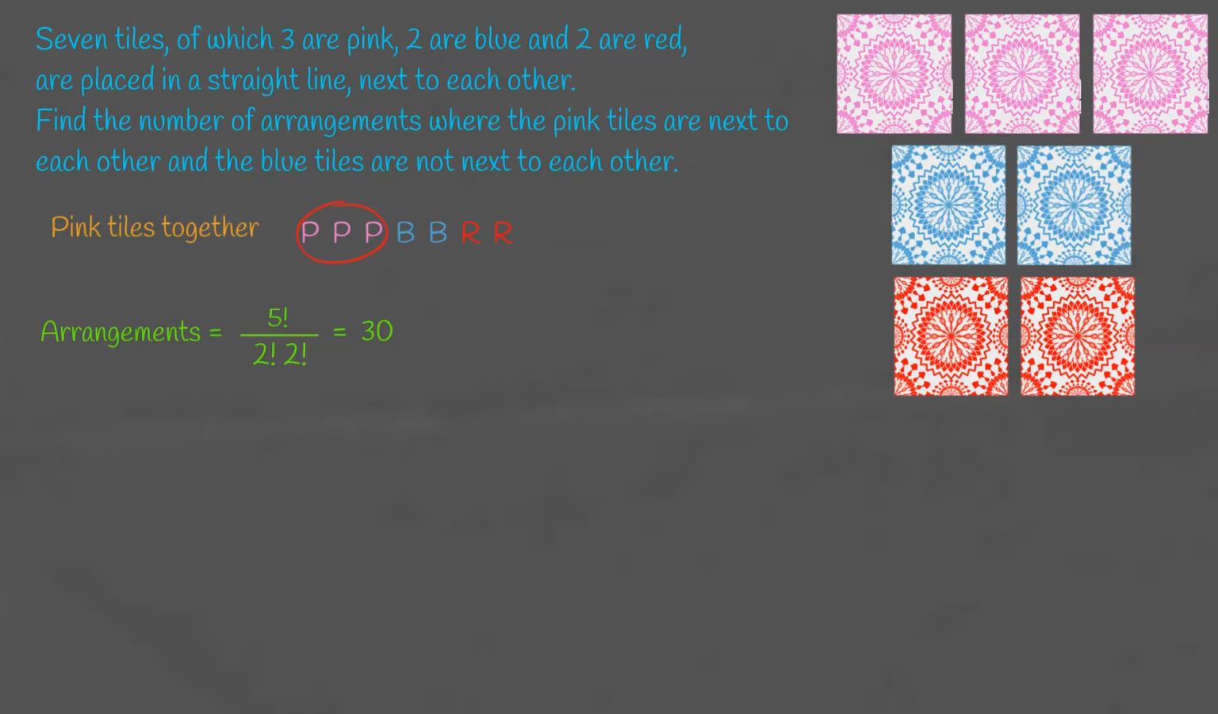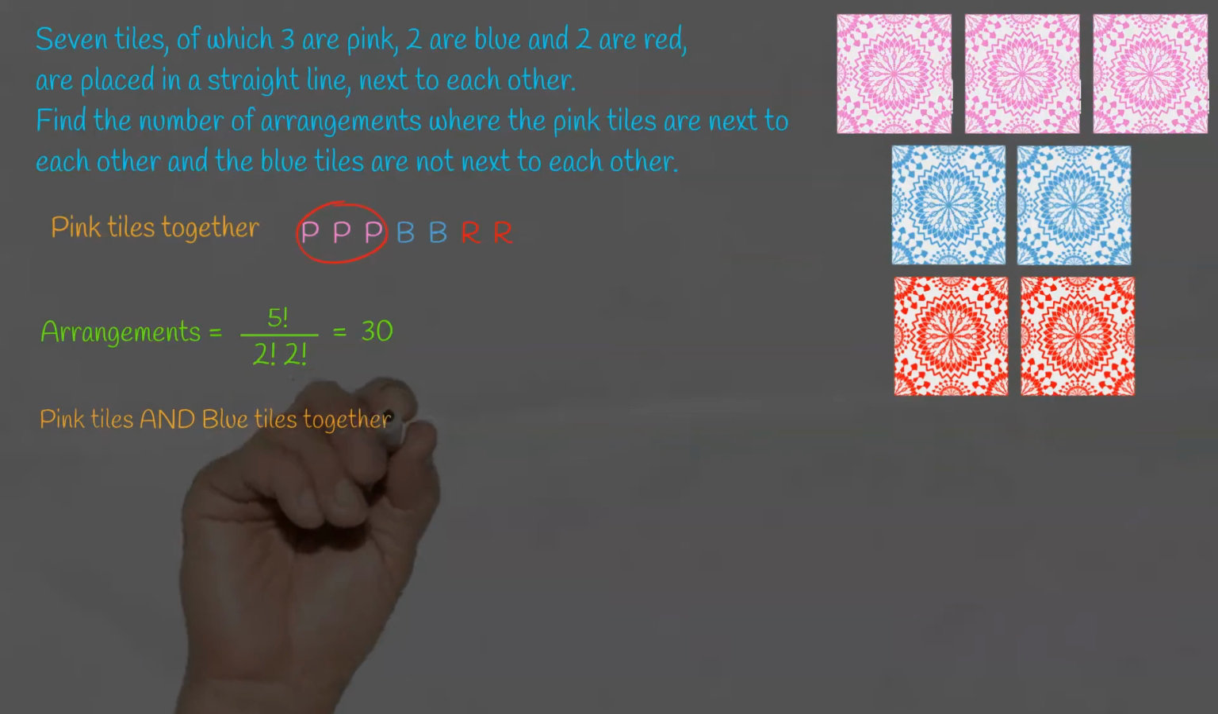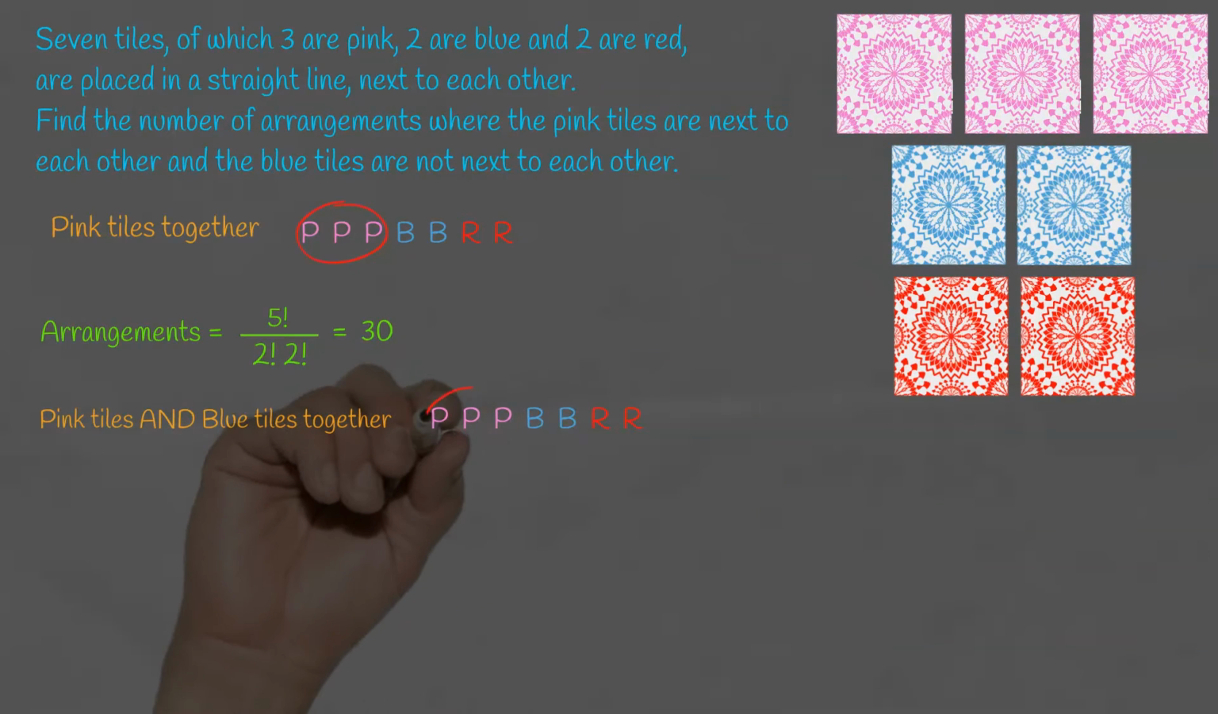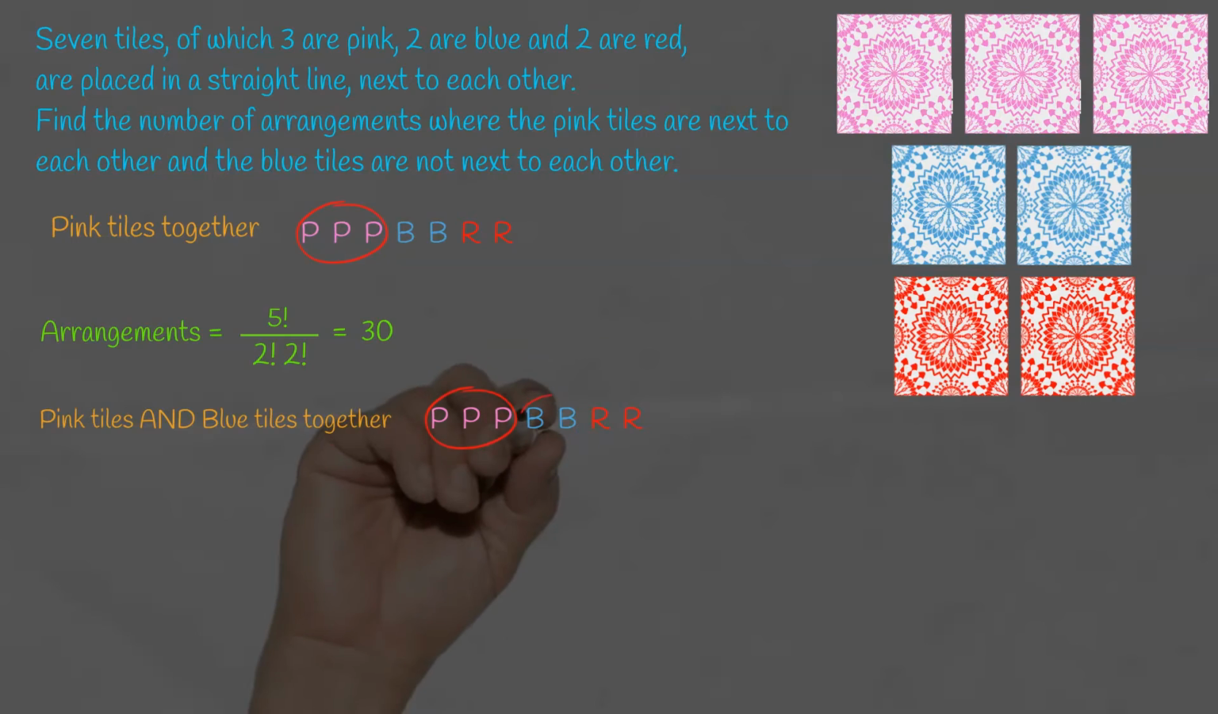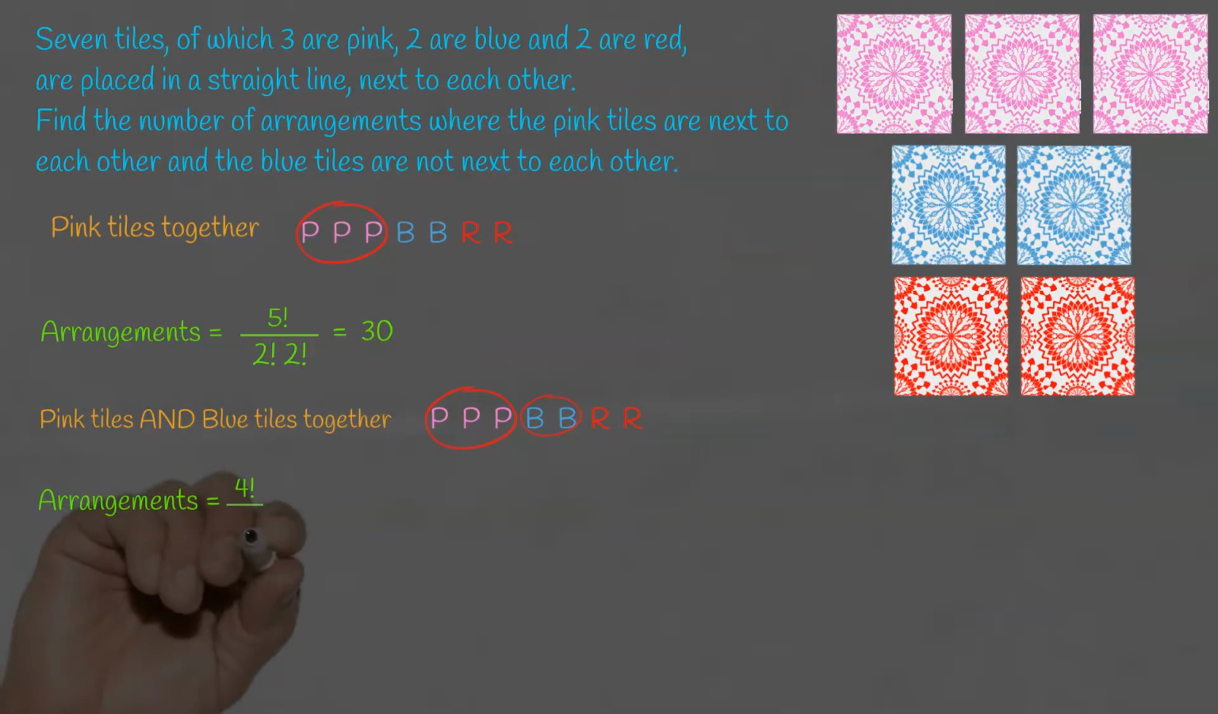And next we're going to work out how many arrangements there are if the pink tiles and the blue tiles are together. Now if we group the pink tiles together and the blue tiles together like this, we effectively only have 4 items to rearrange. So the number of arrangements in this case is going to be 4 factorial, but we have to divide by 2 factorial because we have 2 red tiles, and if they're switched, the arrangement will still be the same. So that gives us 12.